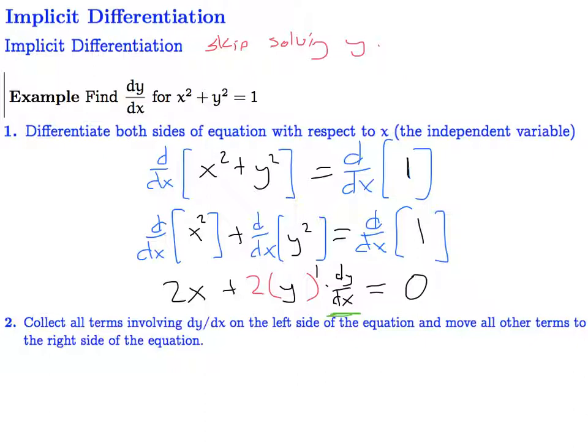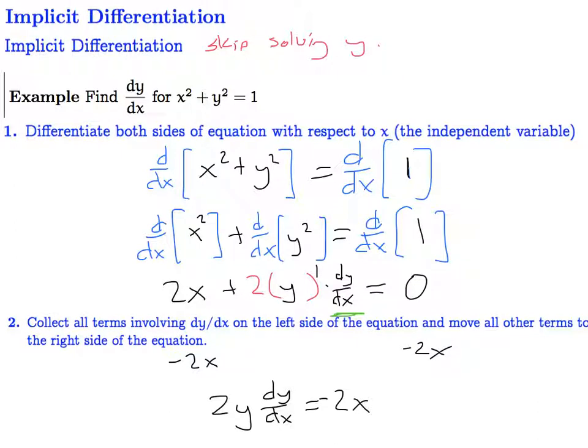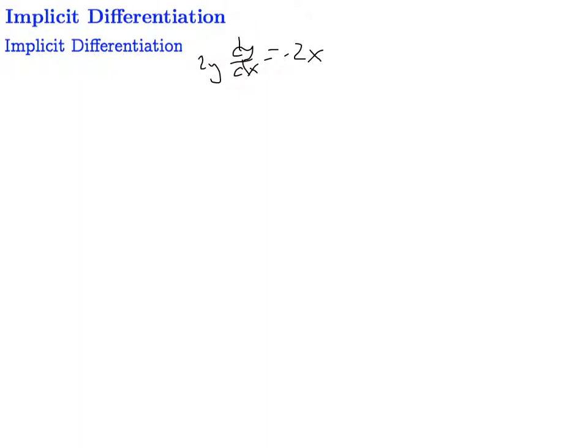So if we see here, we have this 2x over here. We need to move it over to the right by subtracting it from both sides. So we'll subtract 2x from both sides, and we'll end up with a simplified equation: 2y dy over dx is equal to negative 2x here. So here I've copied my equation up on the top of this page so far. So it's still 2y dy dx is equal to negative 2x.